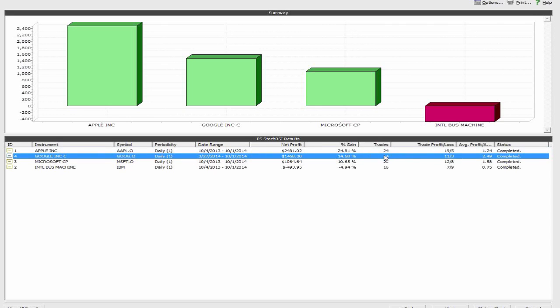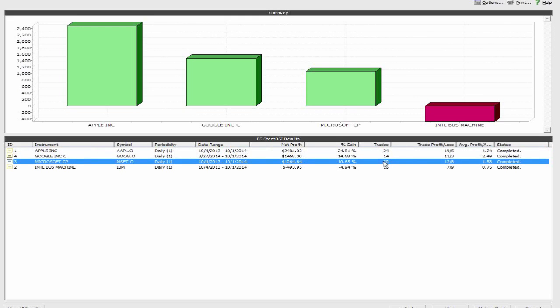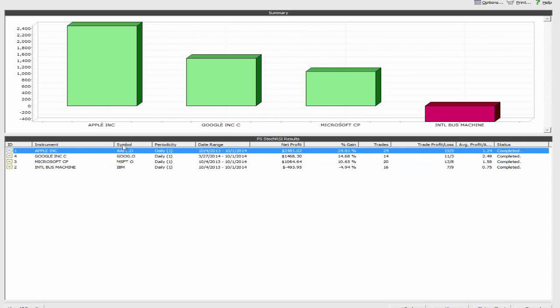Okay, here we've got Google. It only traded about 14 trades. The profit went from 24% to 14%, so I'd probably stick with Apple in this case, right? Or Microsoft, it traded a little bit less, but the gain percentage is about 15 points lower. So what we want to do in life, as well as in trading, is focus on those methods that actually work and that work over time.